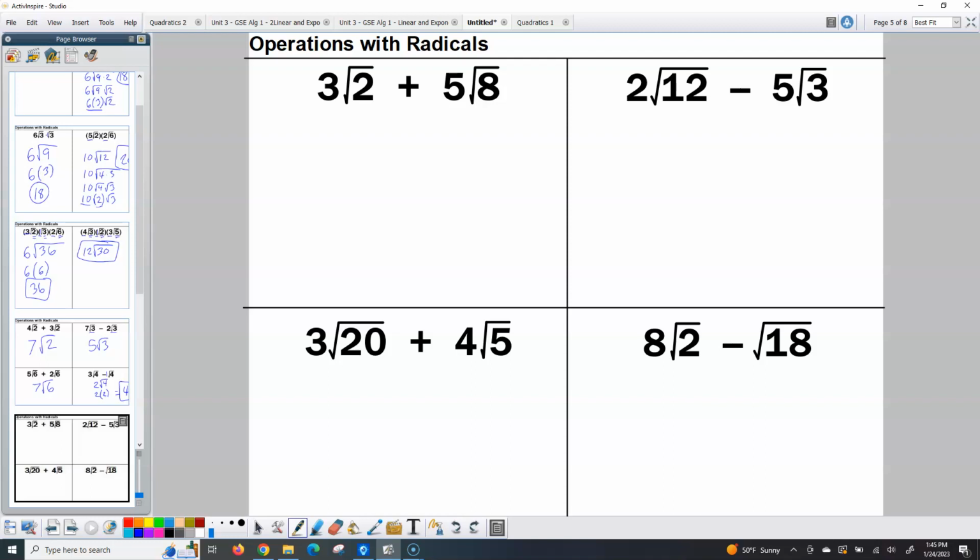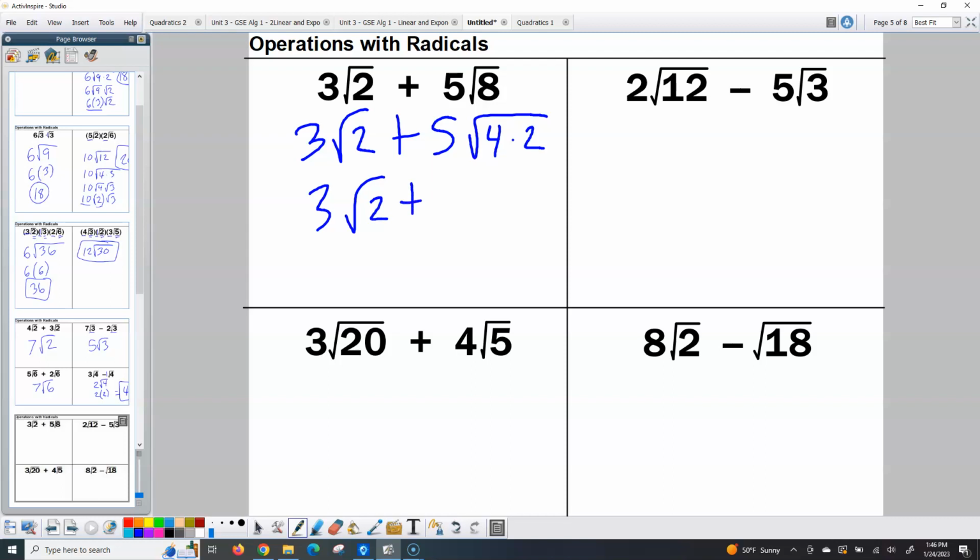These, however, I'm going to need to break one of them down in order to combine. So 3 square root of 2 is fine the way it is, but I need to rewrite the square root of 8 over here. I can't combine square root of 2's with square root of 8's unless I can simplify that square root of 8 there. So I know that the perfect square that goes into 8 is 4 times 2. That would be 3 square root of 2 plus 5 square root of 4 is 2 times square root of 2.